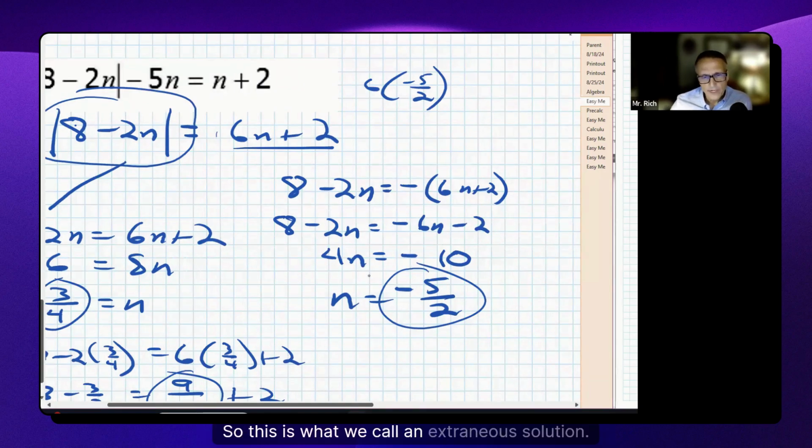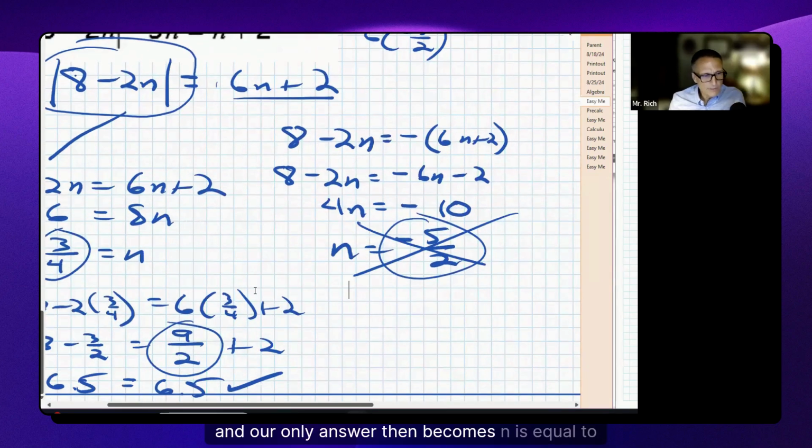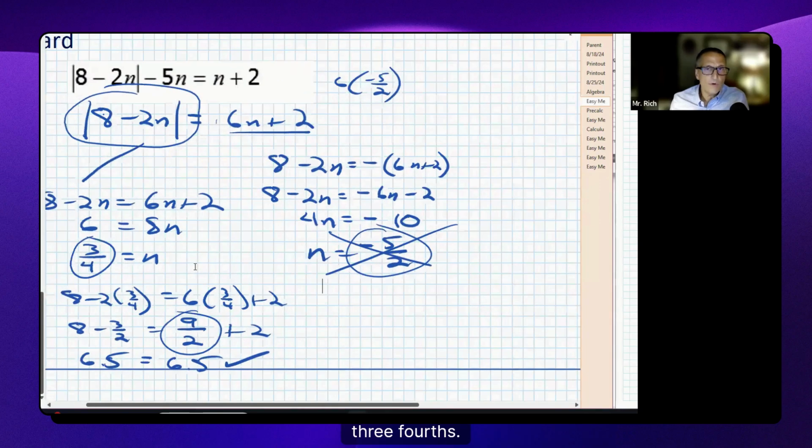So this is what we call an extraneous solution. And so we would discard it. And our only answer then becomes n is equal to 3/4.